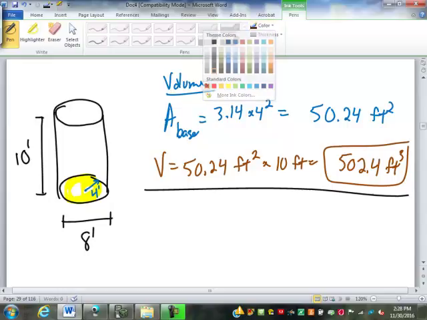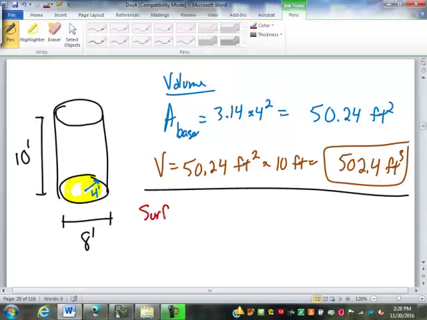For surface area, I have the area of my base already. That's 50.24. And yes, there's another base on top. Another 50.24.